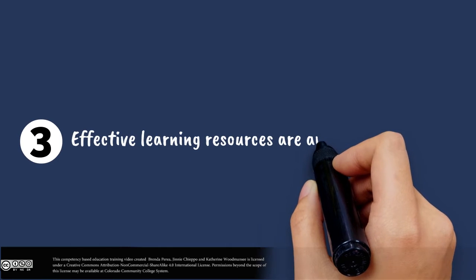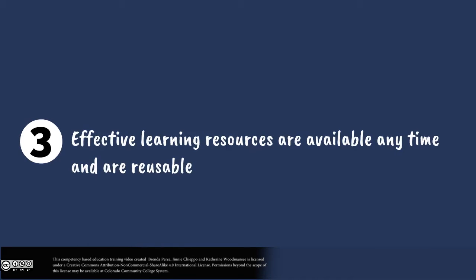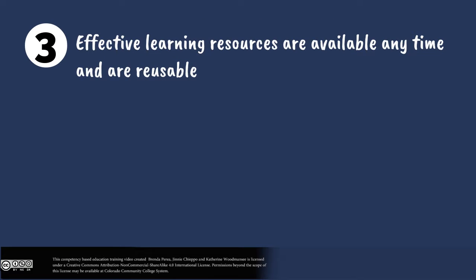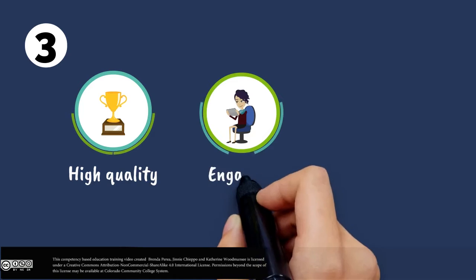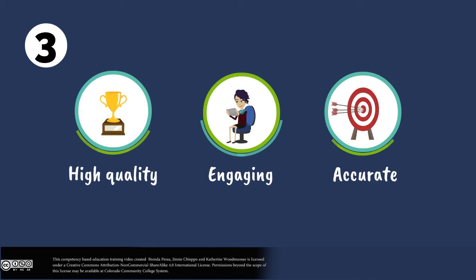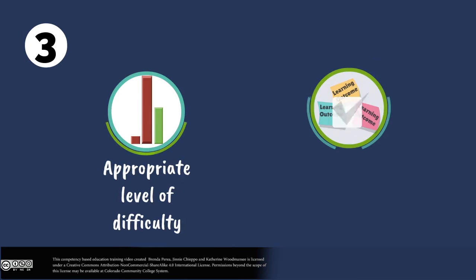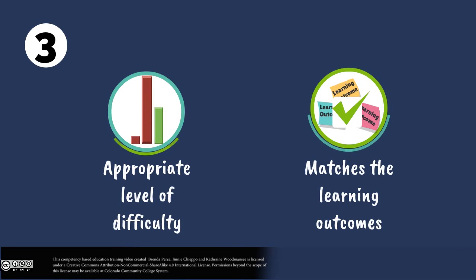Principle 3. Effective learning resources are available anytime and are reusable. In Principle 2, we touched on the topic of the availability of the learning resources. In this principle, we will delve further into that topic and we'll discuss effective learning resources. An effective learning resource is high quality, engaging, accurate, at the appropriate level of difficulty, and is well matched with the learning outcomes defined in the course.